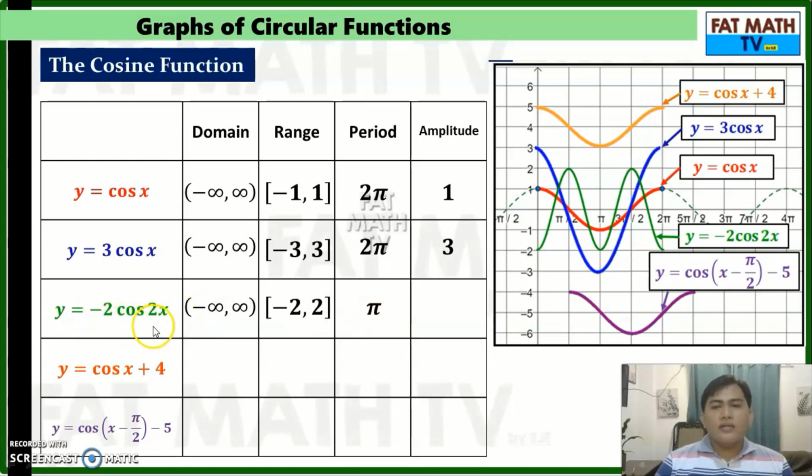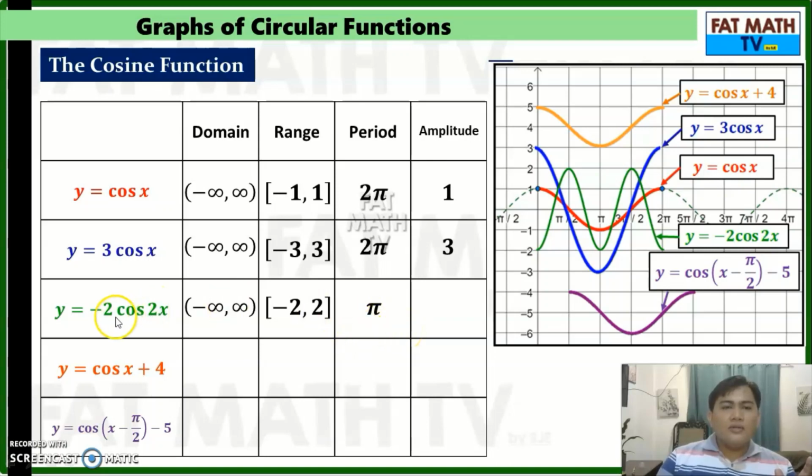So it's really important that you watch the video on the sine function, because the detailed discussion is presented there for these functions. This one here in the cosine function, the discussion is a bit fast, because you should have watched the sine function first before you go to this video.